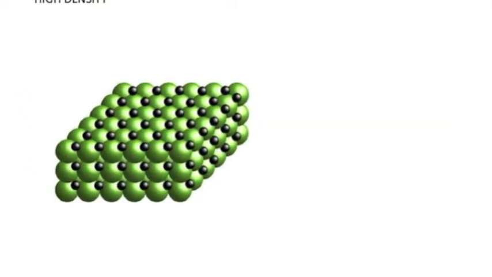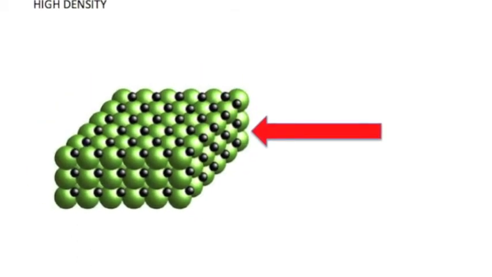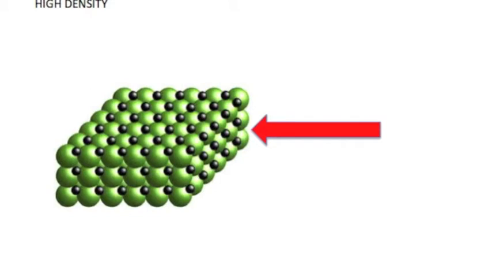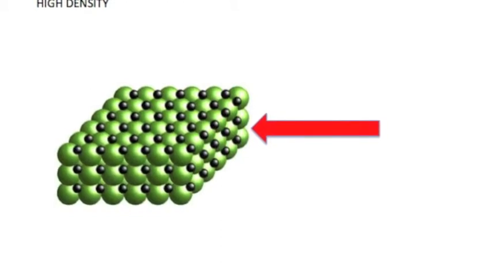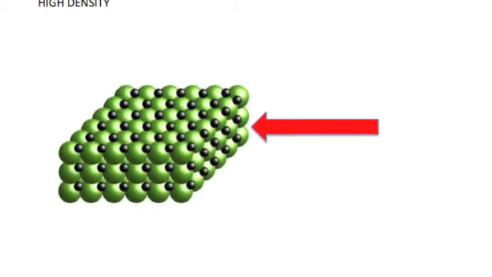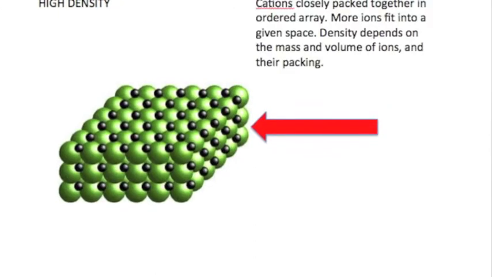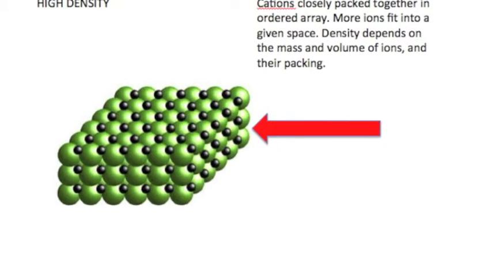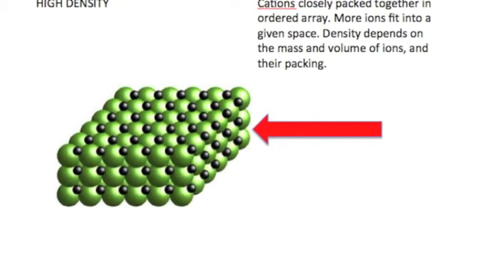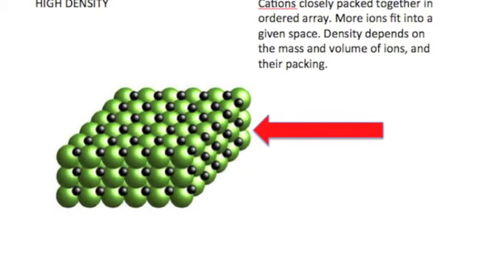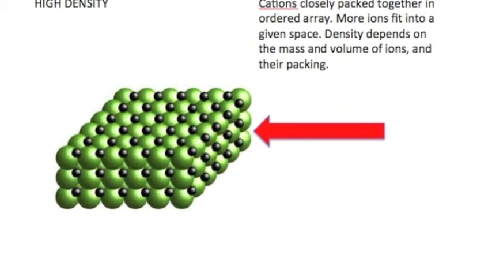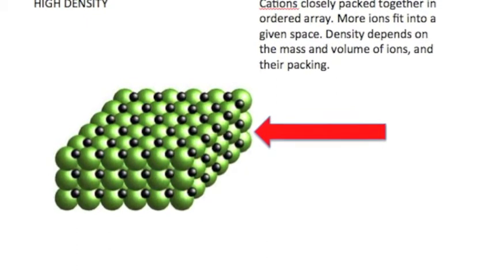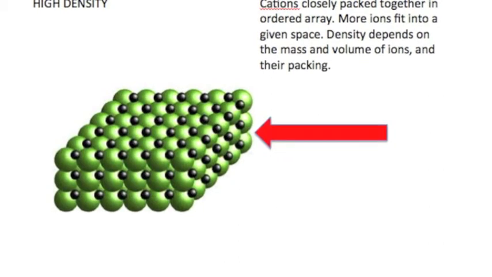The next property is high density. What we're looking at here is the cations tightly packed together with the little electrons just touching in between. The rationale behind it is cations are packed tightly together in an ordered array. This packing means that more ions fit into a given space than would fit if the ions were randomly packed. The density depends on the mass and volume of ions and their type of packing.